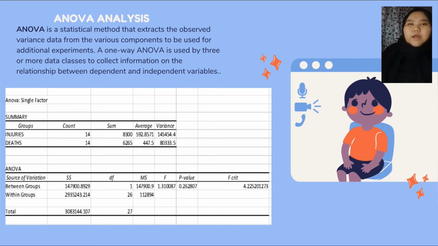Based on the ANOVA table, the variance for the number of injuries is 145,454.4, while the variance for the number of deaths is 80,333.5. The p-value is 0.263. Since 0.263 is higher than the alpha level, which is 0.05, we accept the null hypothesis and conclude that there is no difference in the number of injuries and deaths.